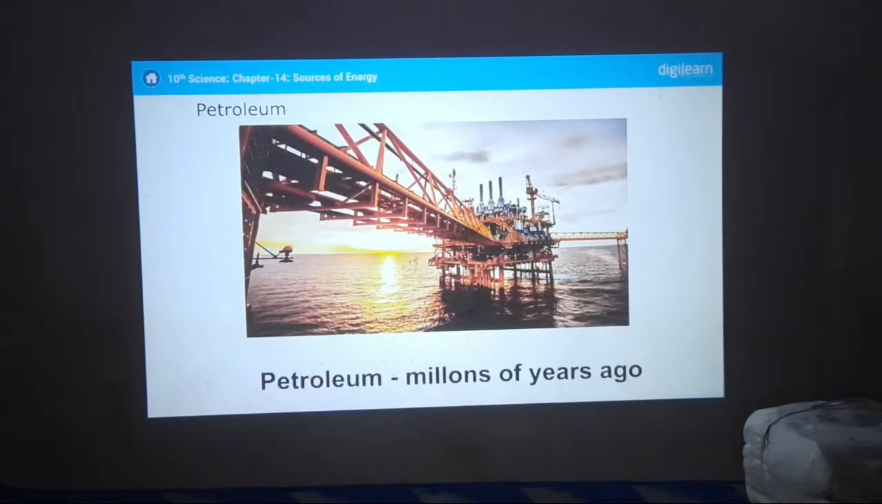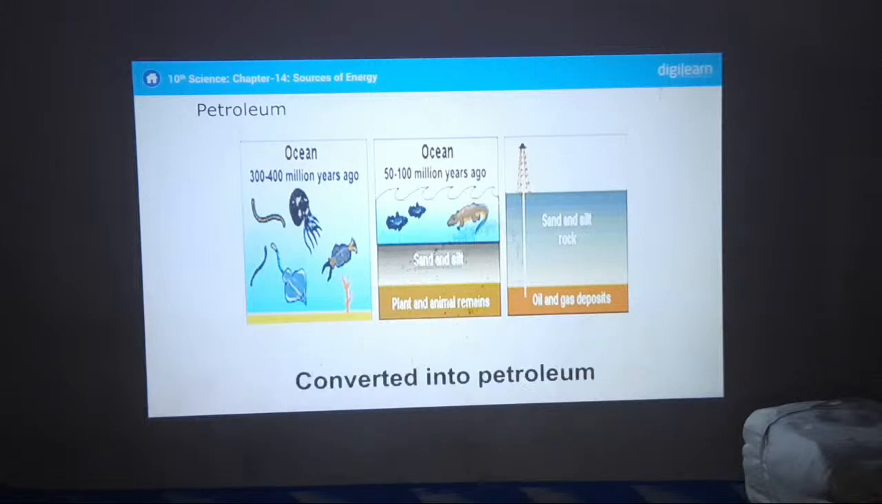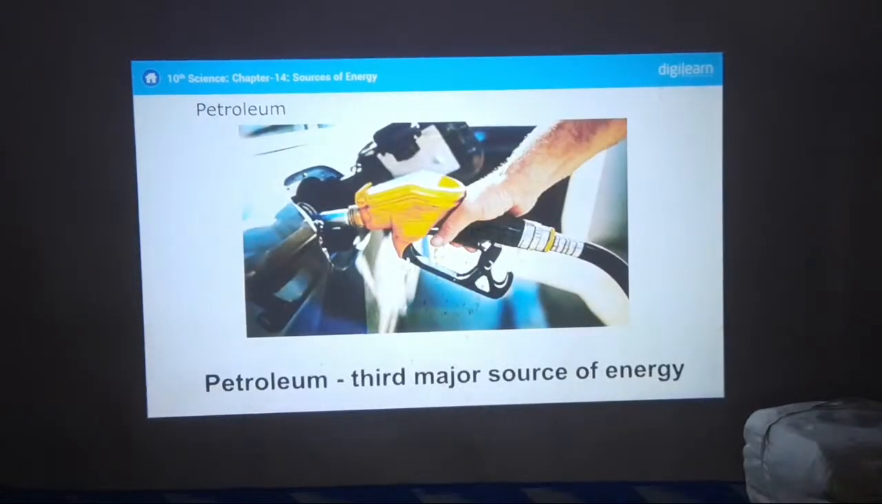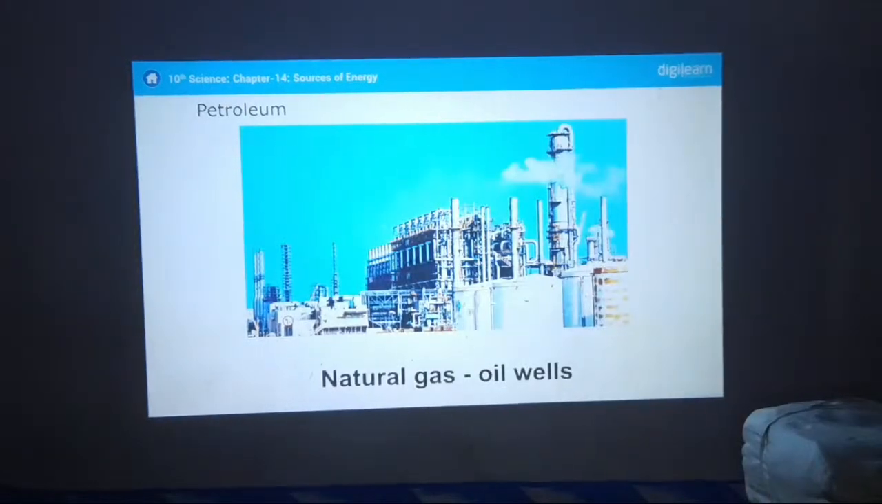Petroleum. Petroleum was also formed millions of years ago. The animals got buried under the ocean surface and were converted into petroleum in due course of time. Petroleum is the third major source of energy being used today. Petroleum products are used as automobile fuel and also in the industries. Natural gas mainly comes from the oil wells and is also a major source of energy.